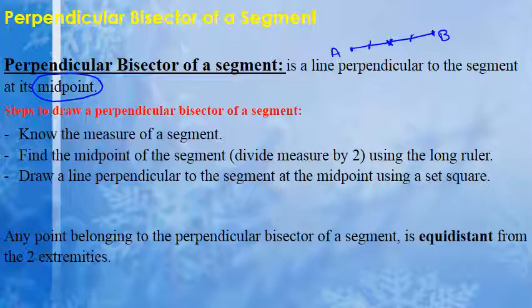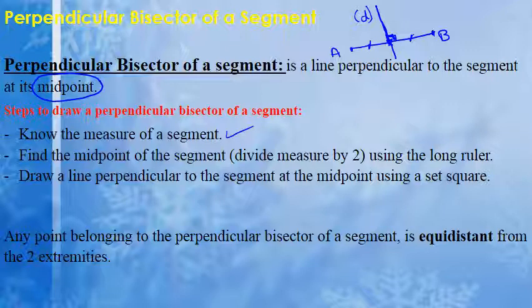Now, using a set square, we put the set square on AB and we draw a perpendicular line to AB. Then this line, which is, for example, D, is the perpendicular bisector of AB. So the steps to draw a perpendicular bisector of a segment, we should first know the measure of the segment.